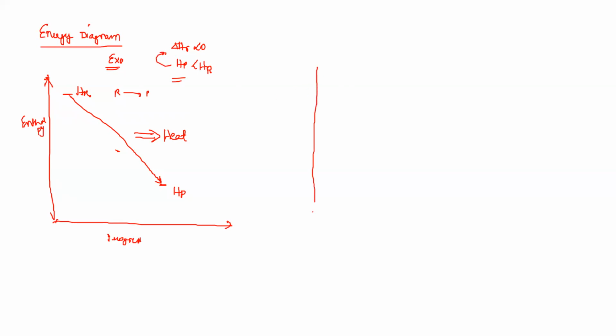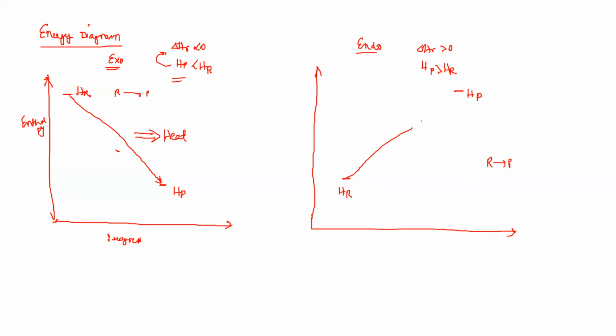At the same time, if we talk about an endothermic reaction, we know that heat of the reaction is positive, which means HP is going to be greater than HR. So you'll find HP somewhere here in the energy diagram and HR would be somewhere here. Now, since we have to take R to P, in order to move from a lower energy state to a higher energy state, we need to supply heat.